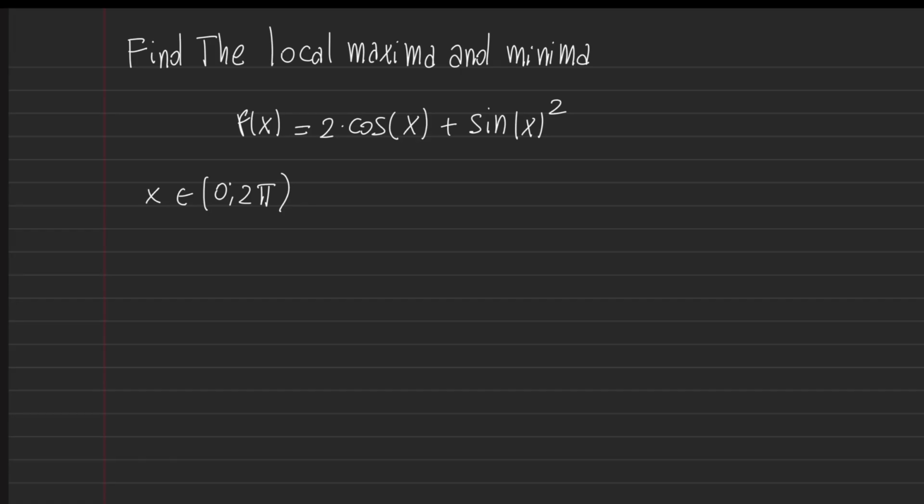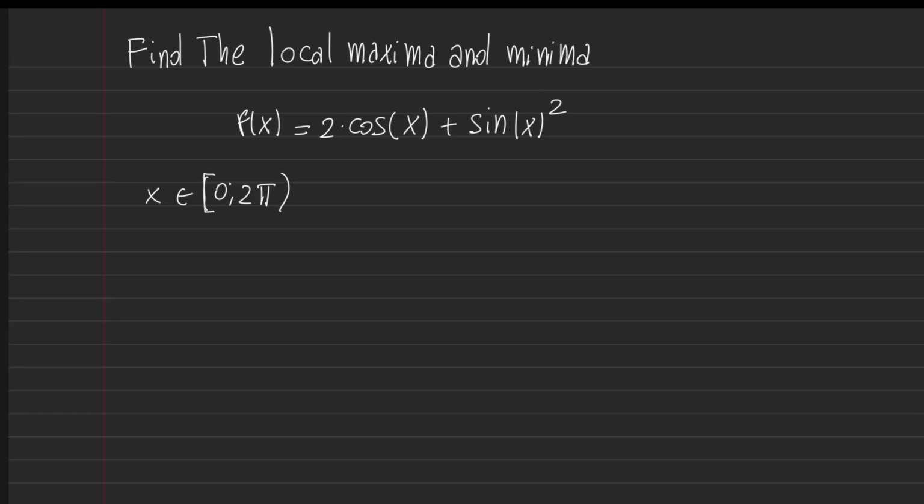And now, an exercise on local extrema for a trigonometric function. I want to find the local max and min of the function f of x equal to 2 times the cosine of x plus the sine of x squared in the interval 0 to 2 pi. Okay? And I'm going to assume that 0 is inside the interval, and 2 pi is not in the interval. Otherwise, the function will repeat itself, and I will probably find infinite local max and min.